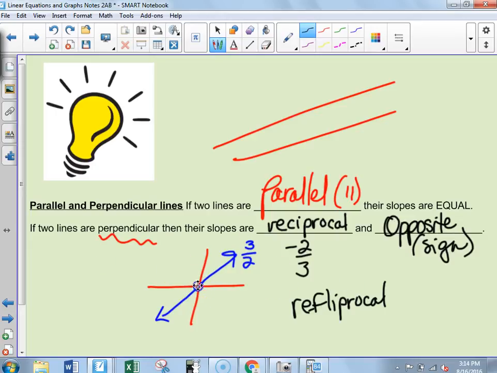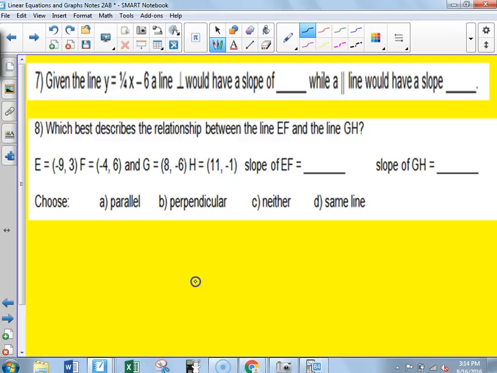All right, so for this one, if we went up 3 and over 2, we'd go down 2 and over 3 to the right, and how did I do? Does it look kind of like a right angle in there? All right, so really fast, if we have a line 1/4 x minus 6, what would the perpendicular slope be? -4. Flip it over, change the sign, and the parallel slope would be 1/4.